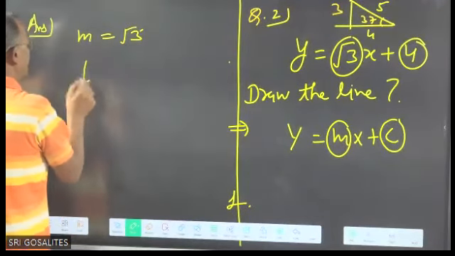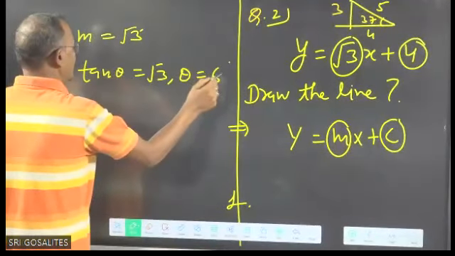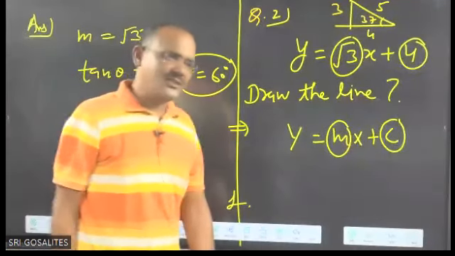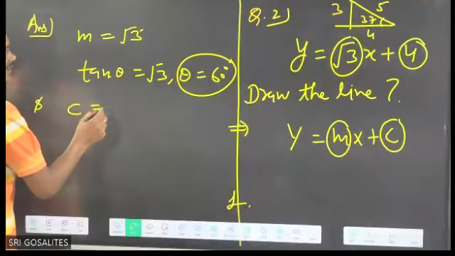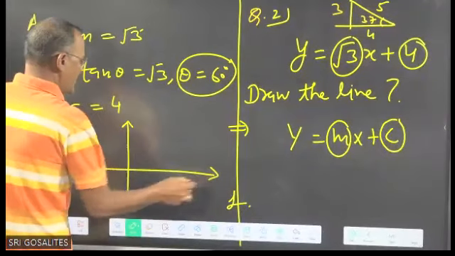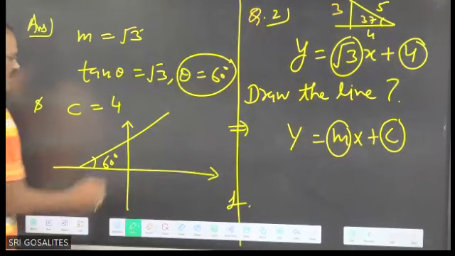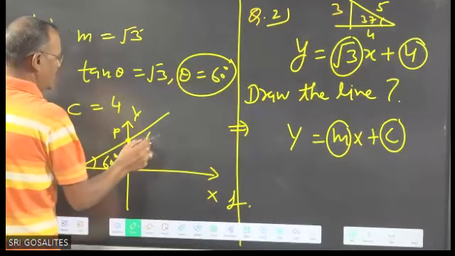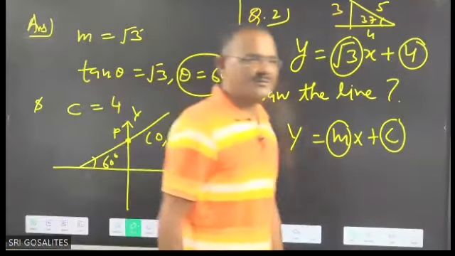m is root 3, which means tan theta is root 3. So theta is how much? 60 degrees. This means the line will make an angle of 60 degrees with the x-axis. And what is the c? 4. So how will the line look? y equals mx plus c, this way. This angle will be 60, and this coordinate will be of point P where it cuts the y-axis. Come on, 0, 4. Copy this, please.